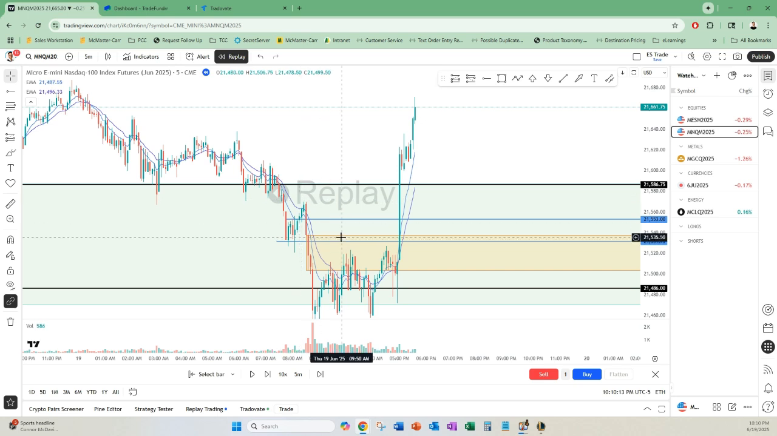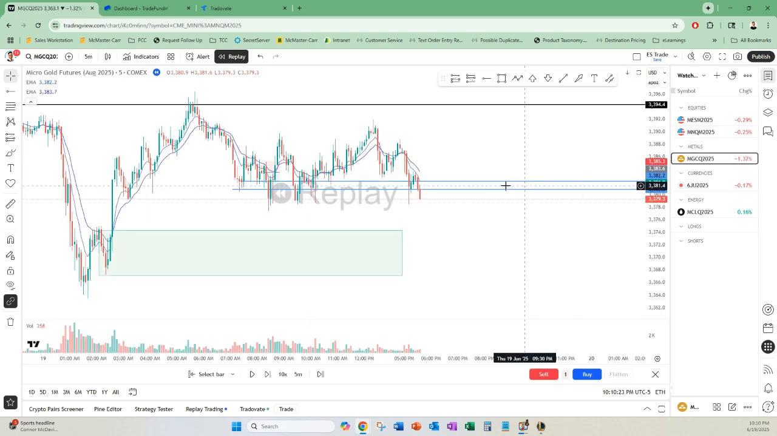The short on the NQ stopped me out. That was trade number 4. I'm done trying to trade the Nasdaq for the day. So the next thing that I'm going to be looking at is gold. Gold is somewhere else where I try to get short as well.